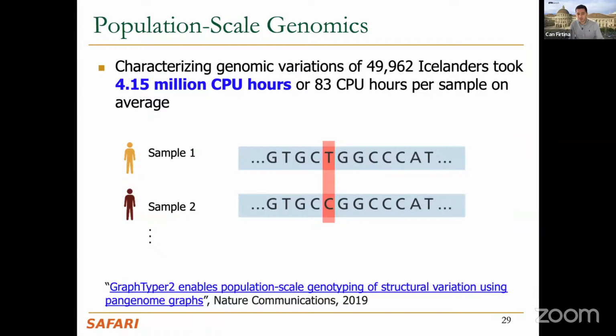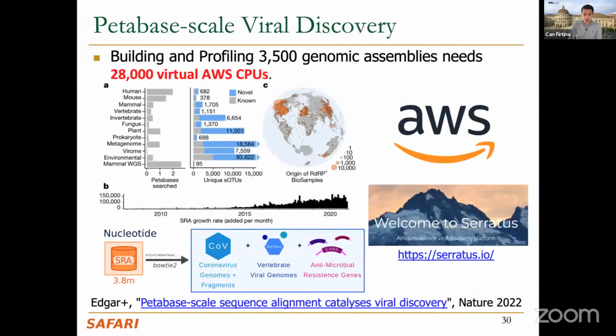And this is one example where you have a large set of individuals from, for example, Iceland, and then you analyze them. This takes a huge amount of time in terms of CPU, and think of the energy that was spent. So doing all of this in an energy-efficient way, quickly, is also very important.